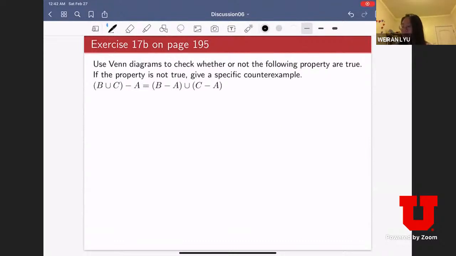So we just want to use the Venn diagrams to check whether or not the following properties are true. I'll give you guys about 3 minutes to work on this one. You want to draw the Venn diagrams step by step, with your first left-hand side and your right-hand side.